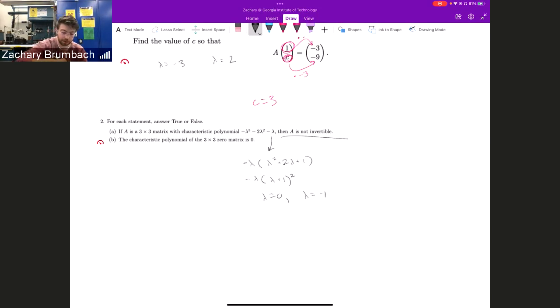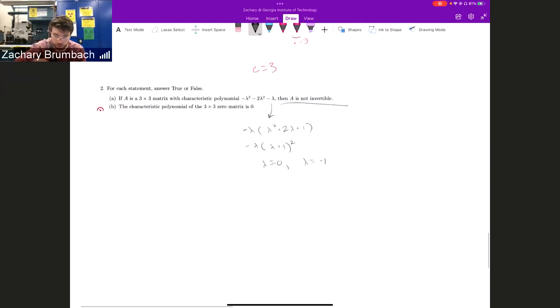For part B, the characteristic polynomial of the 3 by 3 zero matrix is not 0, it's lambda cubed. For any zero matrix, it's just lambda to the power of the size. I'll get back to cofactor expansion and talking about eigenvalues. I probably should have started with that, but that's okay. We've got time. Okay, so stochastic matrices.